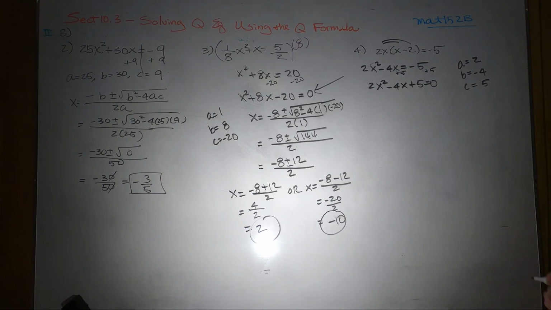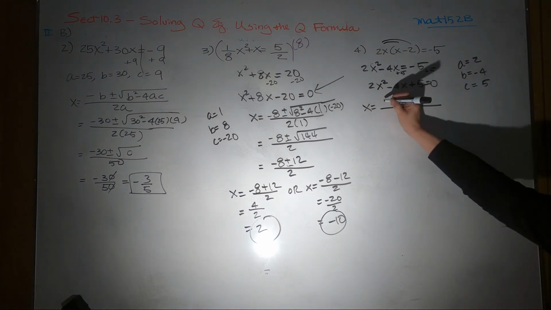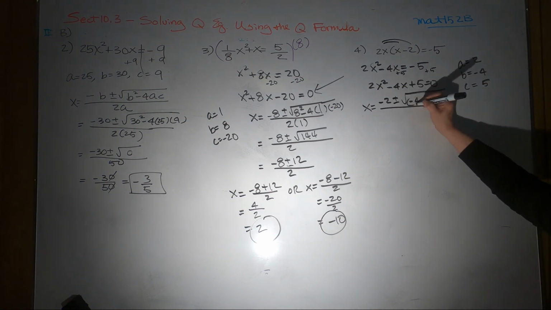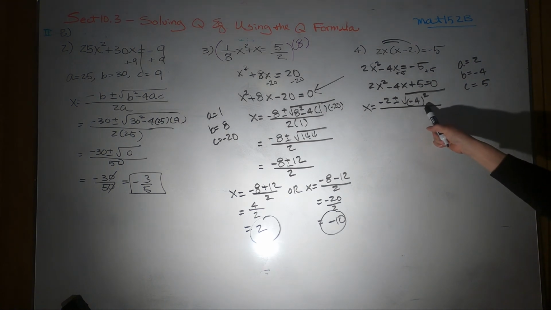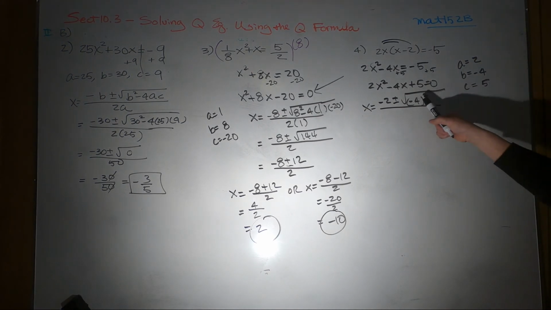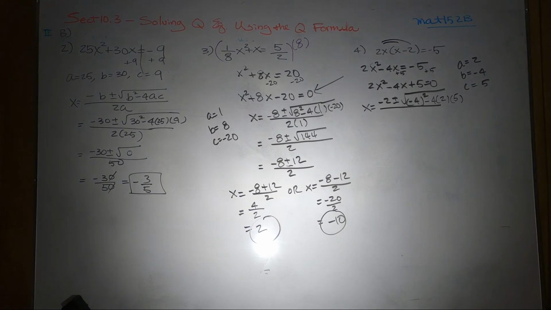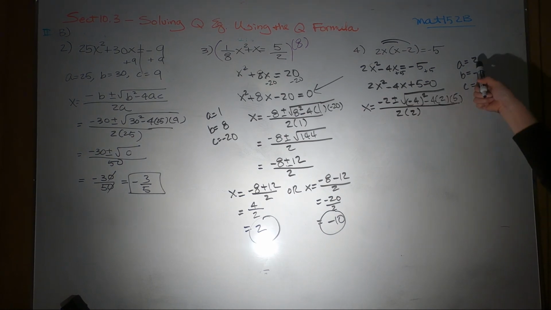Then we plug in the A, B, C, right? So x is what? Negative b, negative negative 4, plus or minus the square root of b squared. b is negative 4, and you have to square it. Make sure you have parentheses around it. Otherwise, you don't do it right. Right? b squared, the whole b. b squared minus 4ac, where a is 2 and c is 5, right? Over 2a, and a is 2.